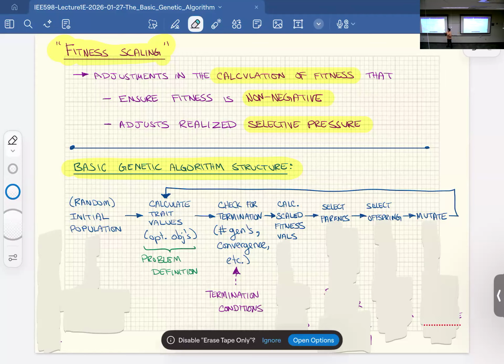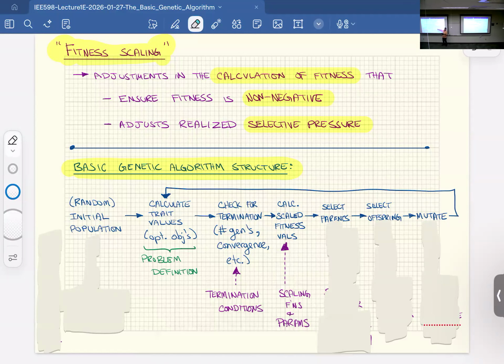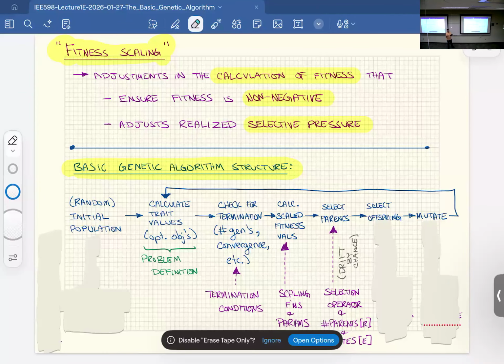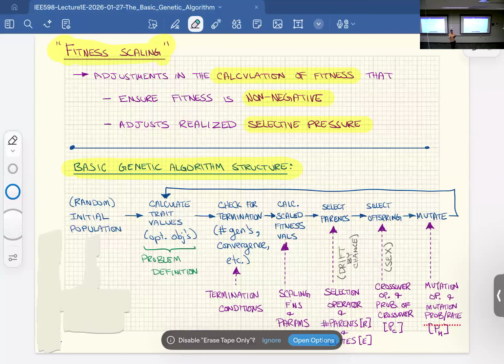I've mentioned that when you select the parents, how you go from a population's individuals to those that have been given the opportunity to reproduce, that is a so-called selection operator. And that selection operator, which we're going to choose, will operate probabilistically. So higher fitness individuals will be more likely to be selected. But a low fitness individual might still get selected just by random chance. That's where drift comes into play.